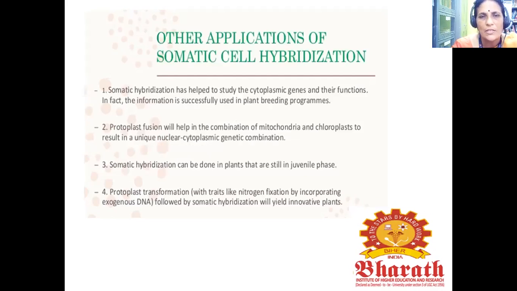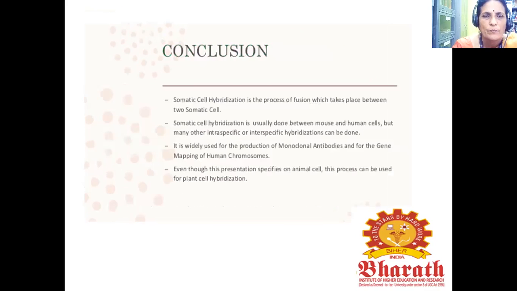Apart from that, the other applications: somatic hybridization has helped to study the cytoplasmic genes and their function. In fact, the information is successfully used in plant breeding programs. The protoplast fusion will help in the combination of mitochondria and chloroplast to result in a unique nuclear cytoplasmic genetic combination. The somatic hybridization can be done in plants that are still in juvenile phase. The protoplast transformation with traits like nitrogen fixation by incorporating exogenous DNA followed by somatic hybridization will yield innovative plants.